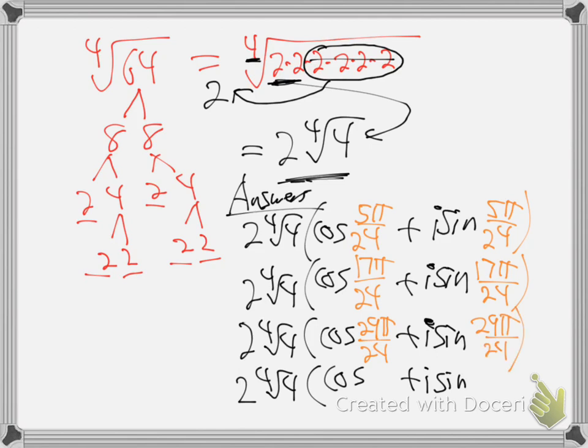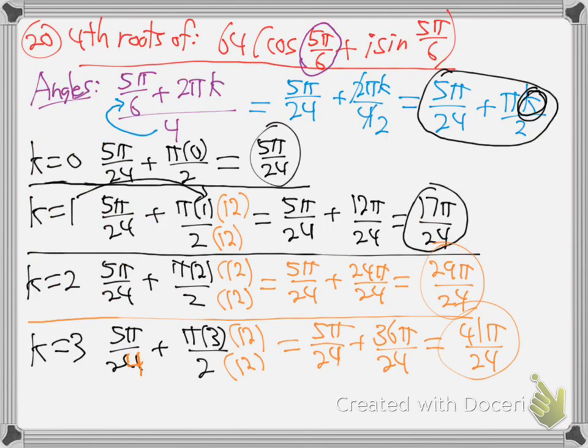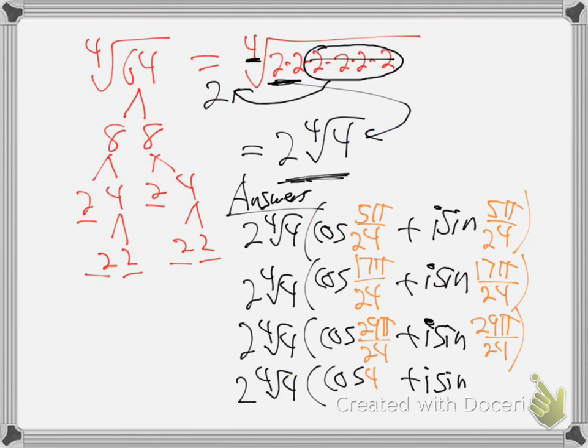So it's going up by 12. Notice there's a pattern. It adds 12 every time to the top. There's always a pattern in these. Adds 12, adds 12, adds 12 would be 41. 41 pi over 24. That's math. Math is just all patterns. Okay, so there we go.